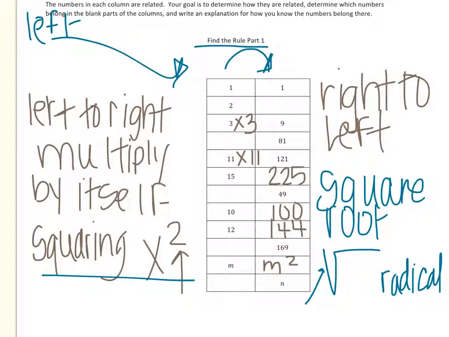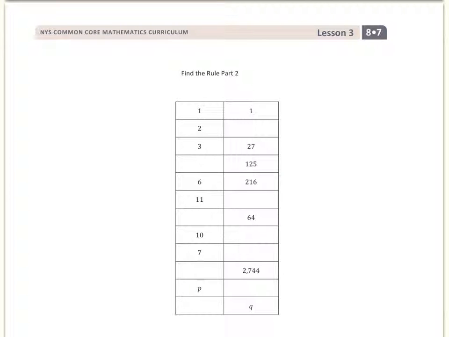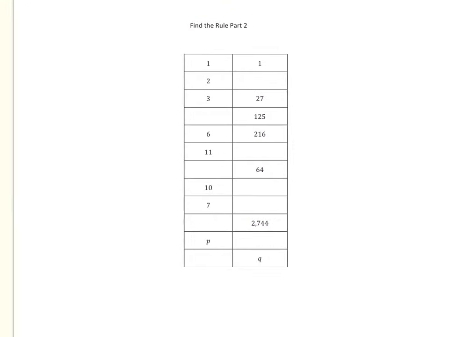So I'm going to do the square root of 81, gives me 9. Square root of 49 gives me 7. Square root of 169 gives me 13. Square root of n. Oh, I forgot 2. 2 squared is 4. All right, now let's go ahead and look at the second table. So you have to find the rule for this one. This one's a little harder.